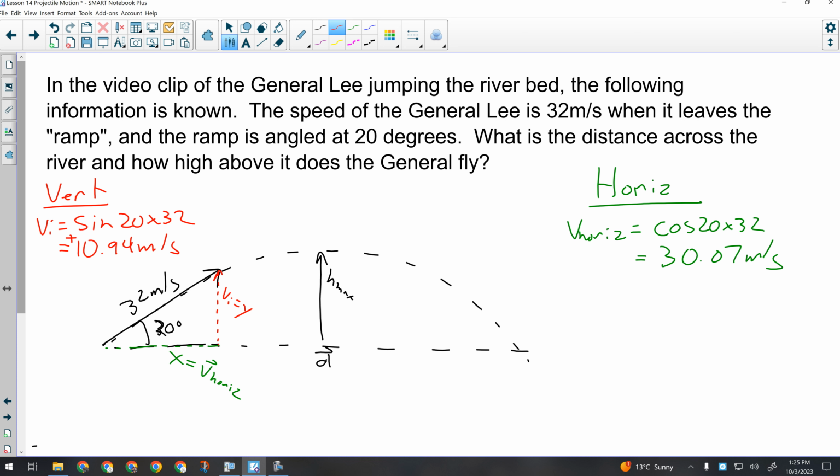Okay? If you were to watch only the vertical part of this, you would see a car go up and down. If all you could see was the vertical part of this action, you would see the car go up and back down to the same height. Okay? Because that's all that's really happening vertically. Okay? So VF is going to be negative 10.94 meters per second, and the acceleration is going to be negative 9.81 meters per second squared.